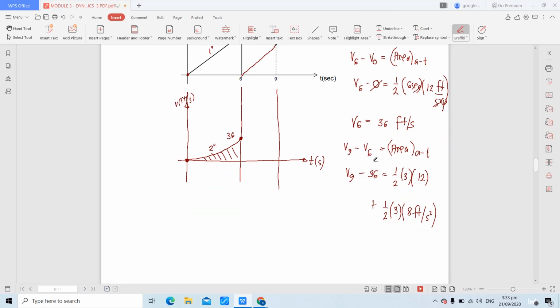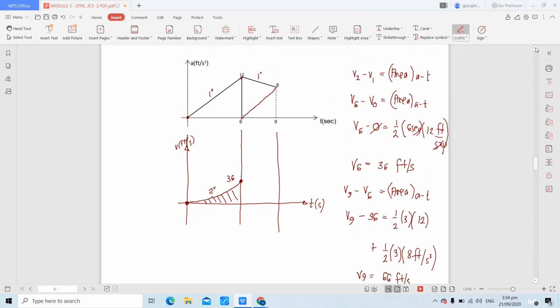So, transpose nyo to, magiging positive sa kabila. What is the velocity after 9 seconds? Kindly compute po. Ano po yung value? 66 po. Okay. Positive, negative? Positive po. Positive 66 feet per second. So, tumaas. Mas mataas kay 36.